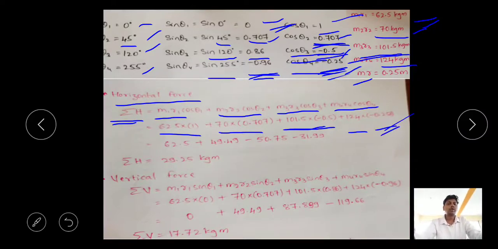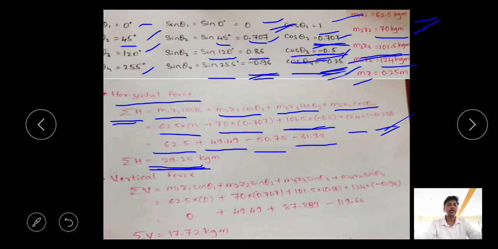Now 62.5 into 1 will be 62.5. 70 into 0.707 is 49.49. 101.5 into minus 0.5 is minus 50.75. Next 124 into minus 0.25 is minus 31.99. If you add all this, you need to consider the minus sign also, otherwise you will get a different value, and then the whole problem will be wrong. So now if you add all this, you will get 29.25.